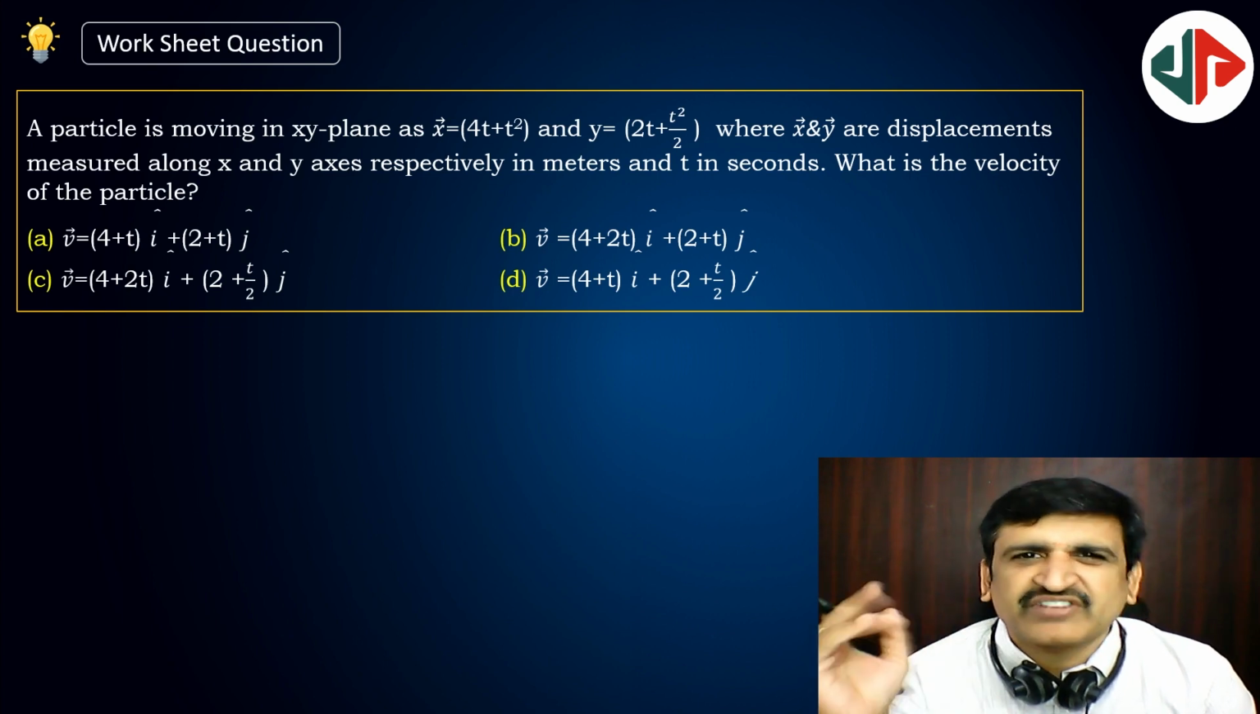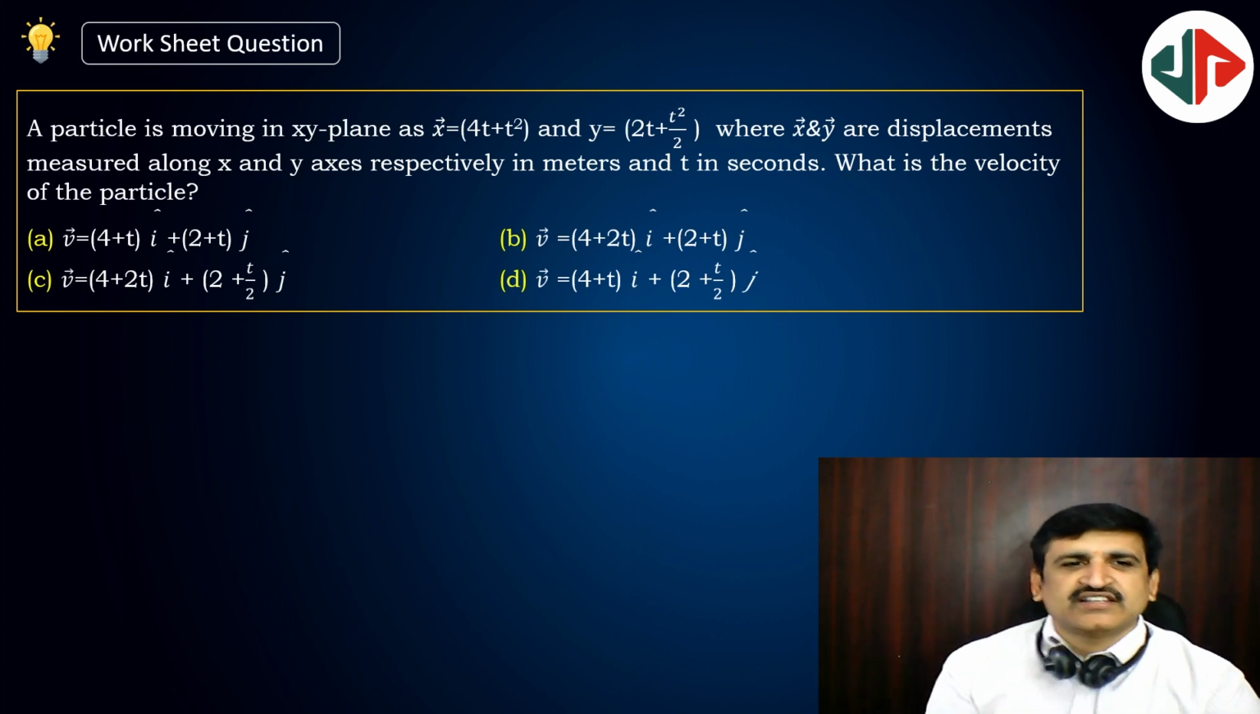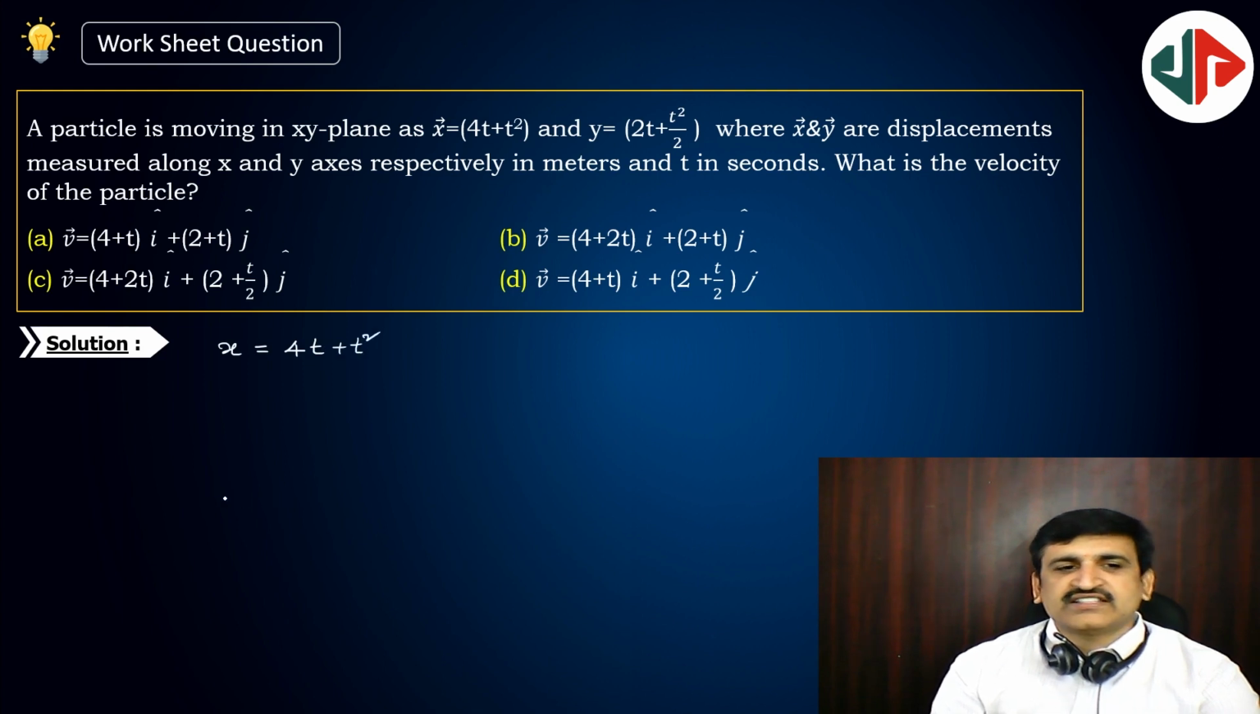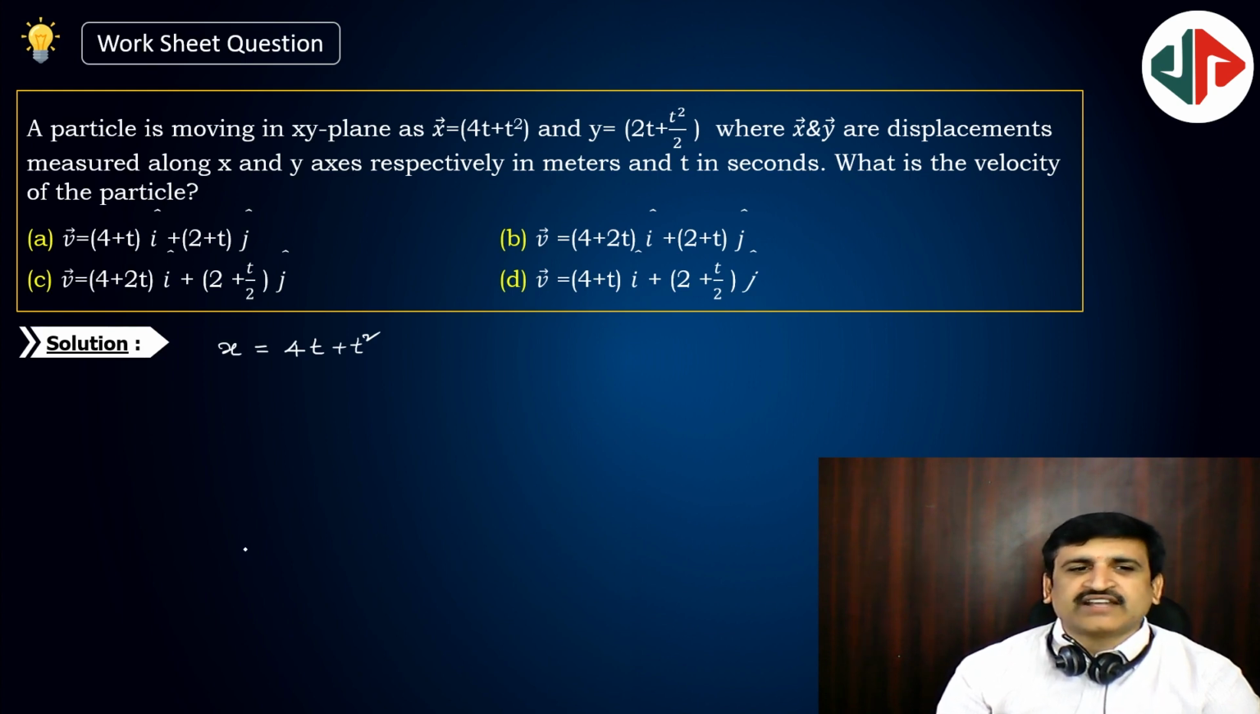This type of question is frequently asked in many competitive examinations, so its solution has a systematic procedure. He has given that the displacement x is equal to 4t plus t square. This is displacement along x direction and depends on time. So you can differentiate it, so that dx by dt will give you velocity in the direction of x. As it's a displacement in x direction, its derivative will give you velocity in x direction.